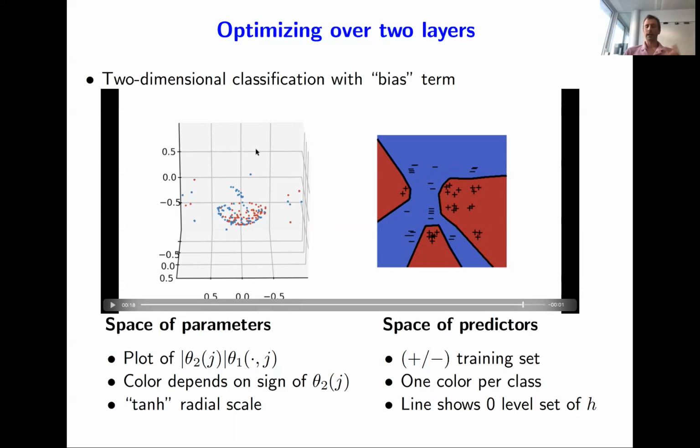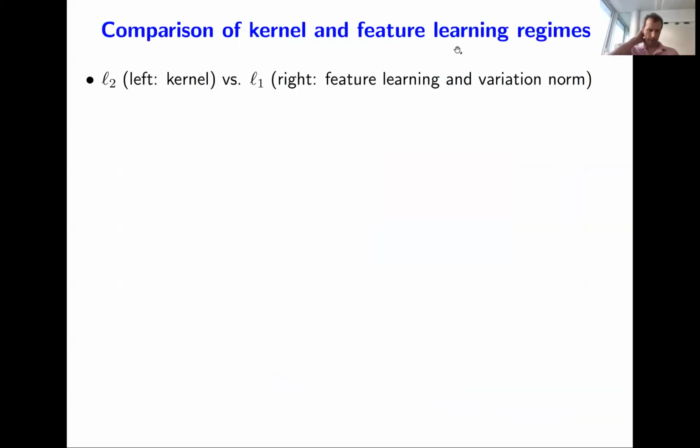This is just to illustrate the results, both on the parameter space, the neuron space, which has no real meaning in terms of intuition, and the prediction space, which is here in 2D. And now we can compare with the last slide. So we're going to compare the L2 regime, which corresponds to only optimizing over the last layer, to the L1 regime, which is optimizing with respect to two layers. So let's see what we get.